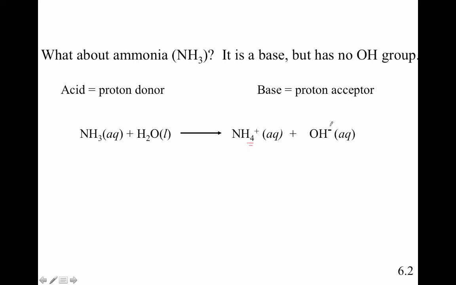And what we're left with is an OH group, which makes this a base. In this case, water is acting like an acid because it donates a proton to the ammonium ion. It's harder to recognize weak bases, and this is an example of a weak base. It does not dissociate completely. Typically, we will tell you what they are.